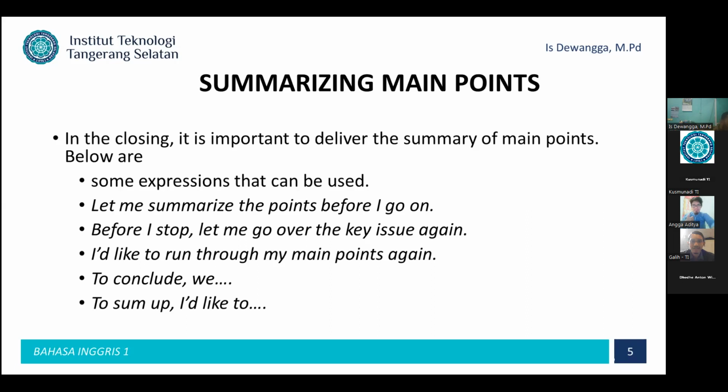Jadi kita ajak mereka kembali ke poin utama yang dalam presentasi itu. Or to conclude, or to sum up, I would like to, you may say. This is how to summarize your main points. Ya. Poin utama dalam presentasi Anda, you may use these expressions.